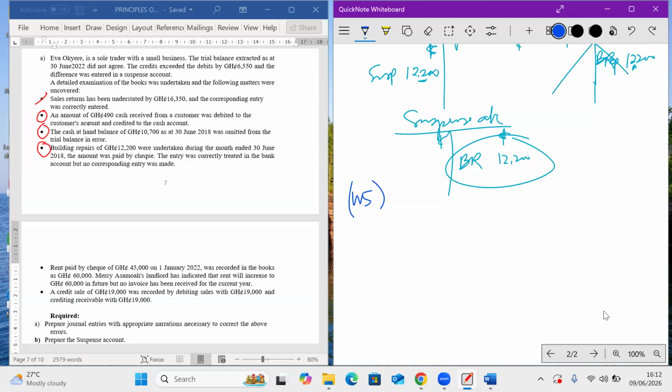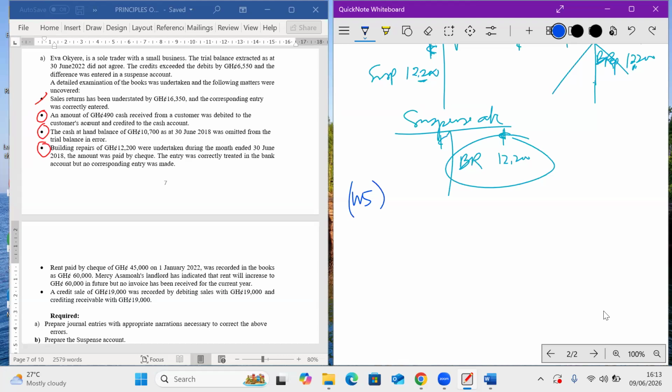Rent paid by check of 45,000 cedis on 1st January 2022 was recorded in the books as 60,000. Mercy Asamoah's landlord has indicated that rent will increase to 60,000 in future, but no invoice has been received for the current year. All right. What do you do?